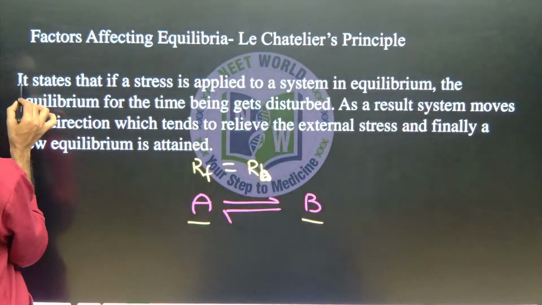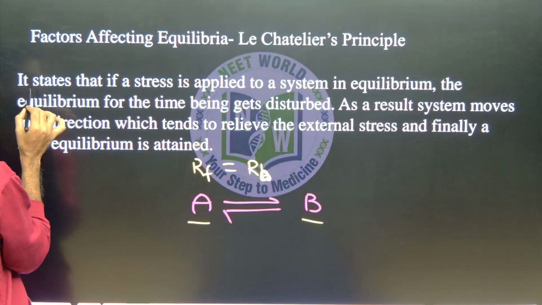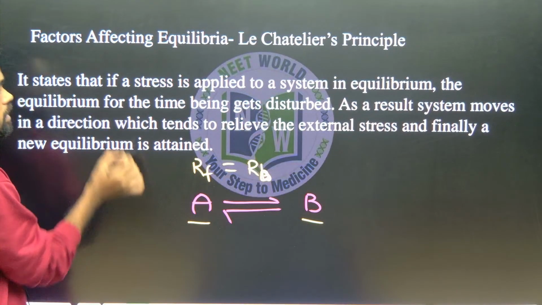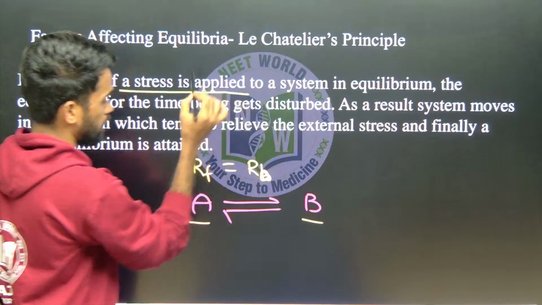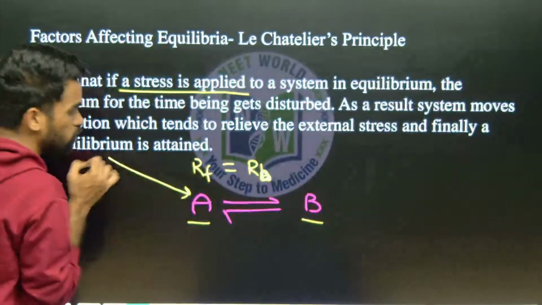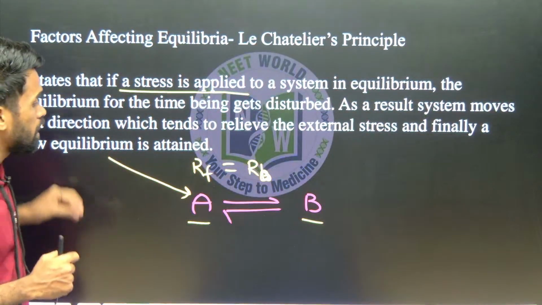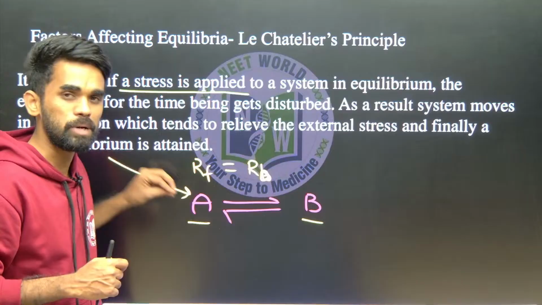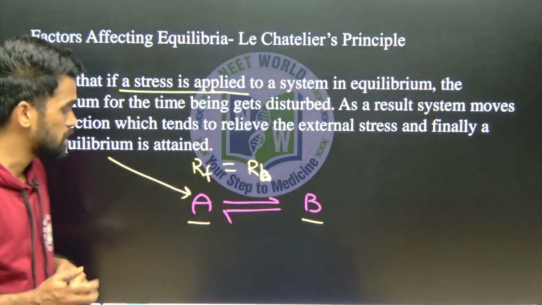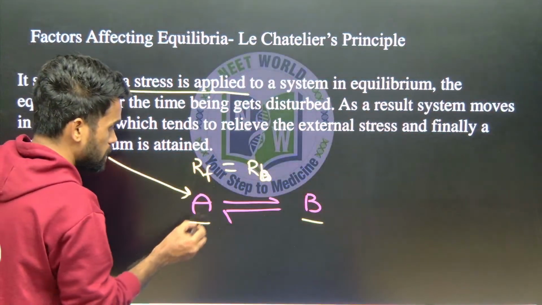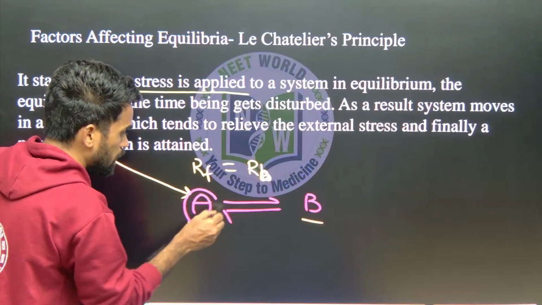At this equilibrium state, if any external stress is applied, for example I am applying a stress on this reactant side. What do we mean by stress here? It can be concentration, or pressure, or volume change or density. All these things come under stress here. For example, in order to understand, I am saying the concentration of reactant A is increased.